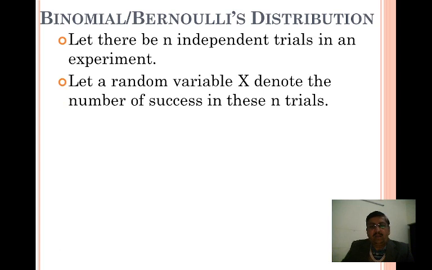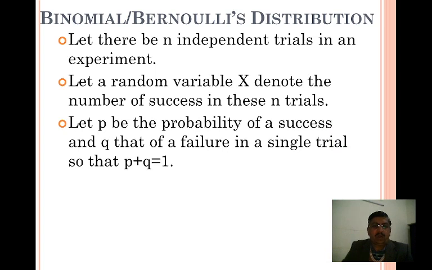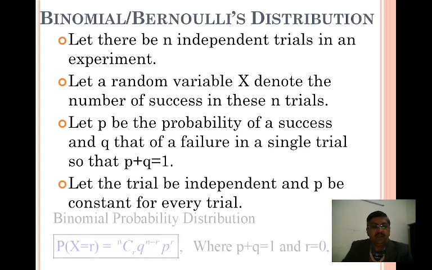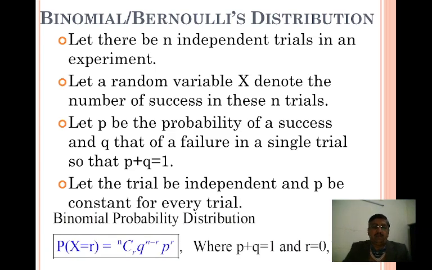A random variable capital X will represent the number of successes in these n trials. Let small p be the probability of success and small q be that of a failure in a single trial, so that the sum of the probabilities of success and failure becomes 1. Let the trials be independent and p be constant for every trial. In that way, the binomial probability distribution function will be represented by p of x equals nCr q to the power n minus r into p to the power r, where p plus q equals 1 and r equals 0, 1, 2, 3 and so on.